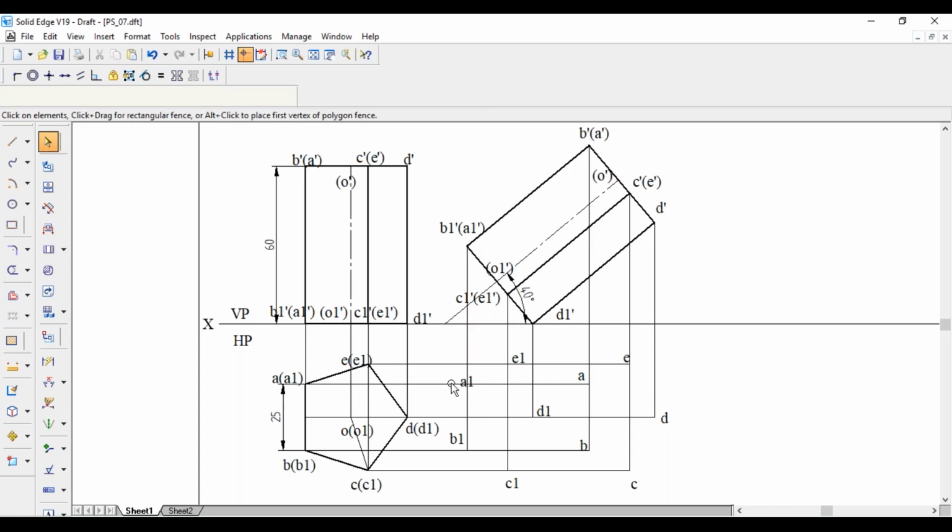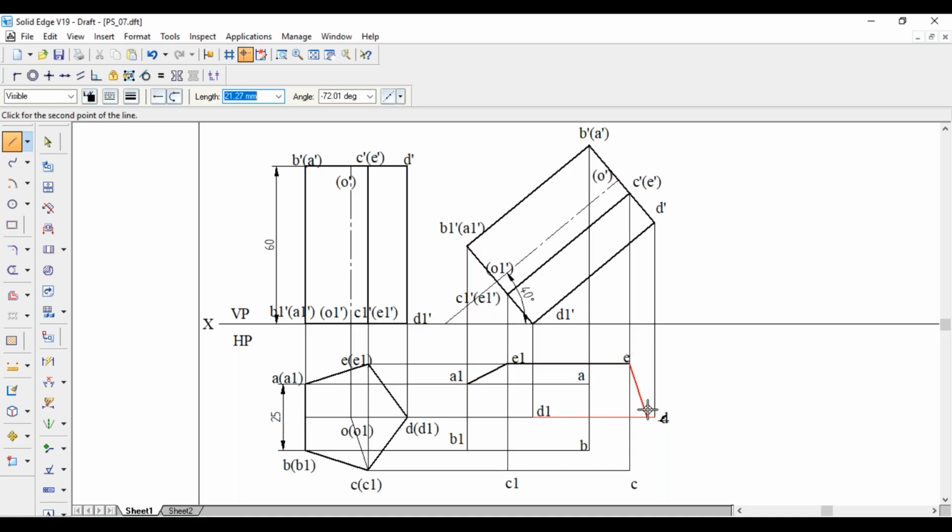Now all the outer points of every view are visible, joined with continuous dark line. A1 to E1 to E to D to C, C1, B1, A1. So these are the outer points. Join these points with continuous dark line.